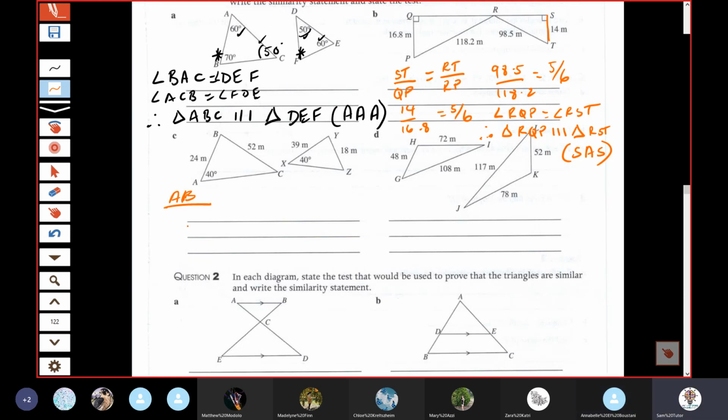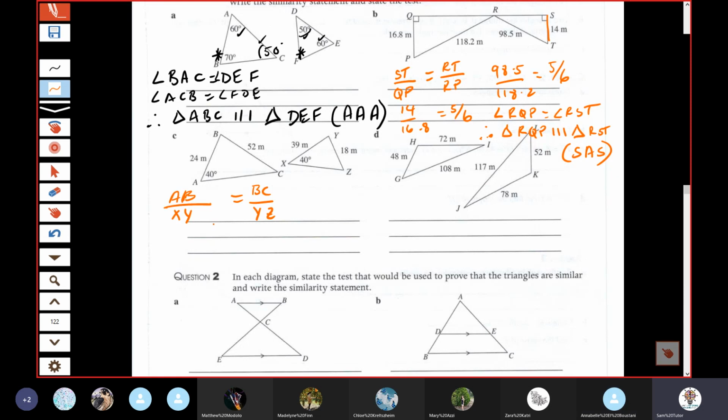I don't think they're congruent. I don't think they're similar. You don't think they're similar? No. Because let's see. So AB to XY, 39 to XY. That needs to be the same as BC to YZ. So let's check.